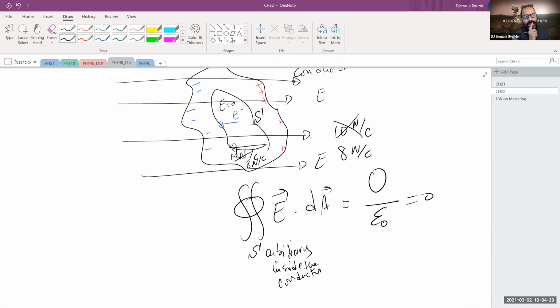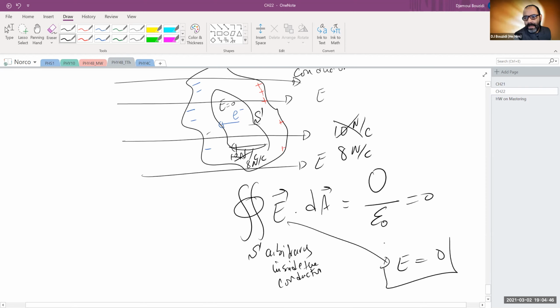Because the area is arbitrary, it's like taking the integral of a function over several different shapes, whichever shape you take, you're going to find 0. The only way that this is true, and this is calculus basically, is that this electric field is 0. If you care about the vector, it's the vector 0. There is no electric field inside the conductor, no matter which way you do it.